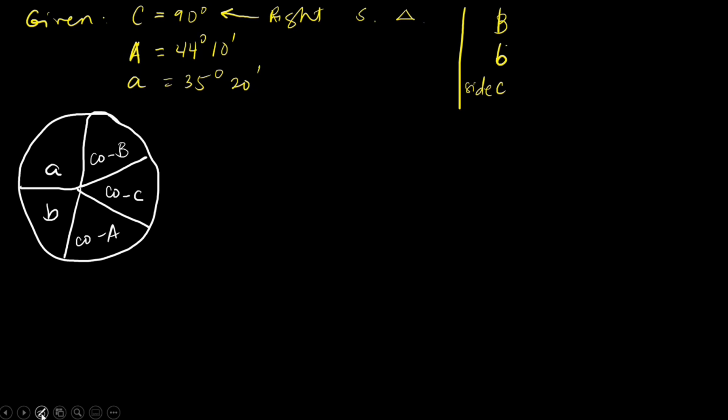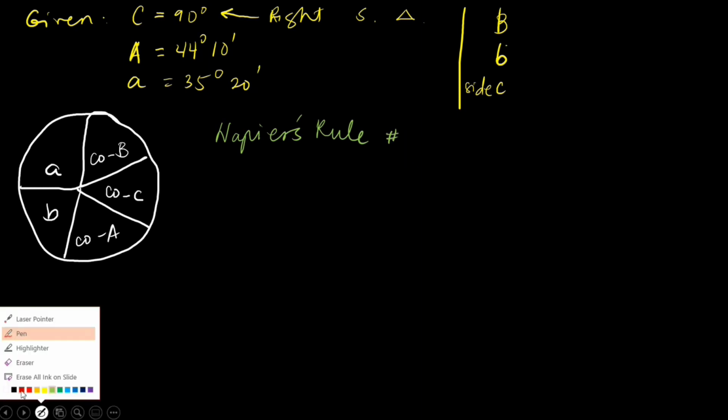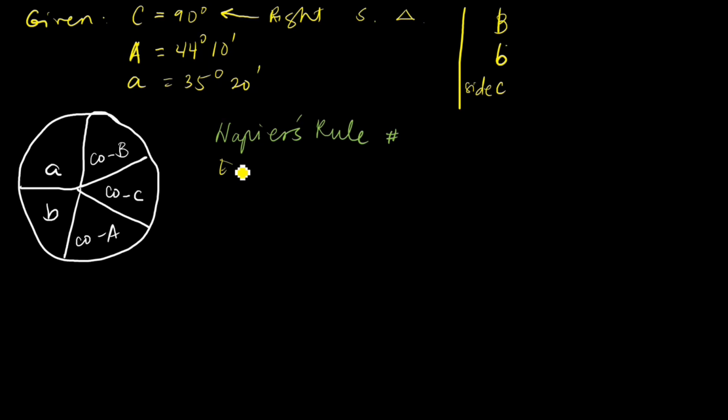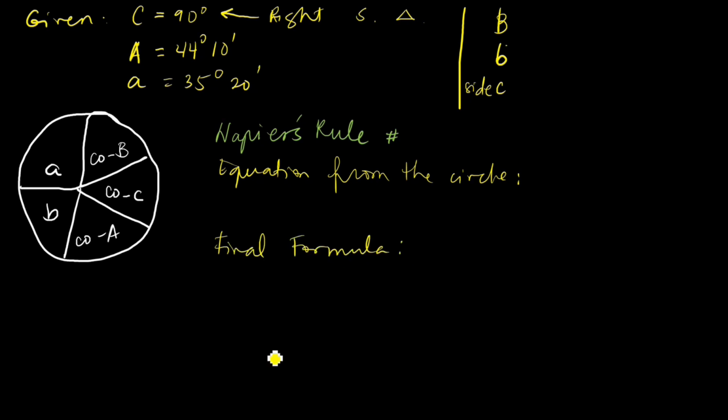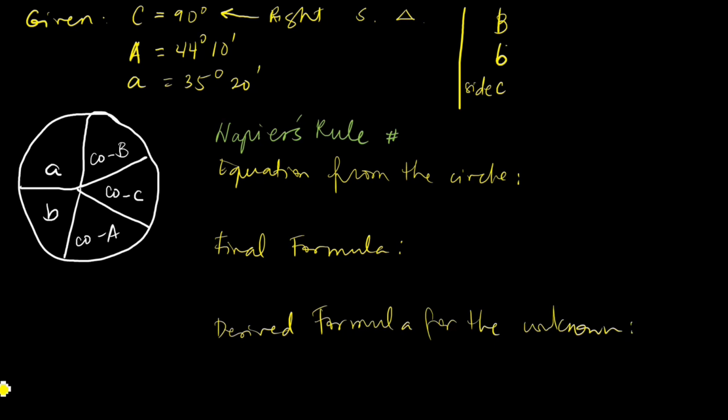Okay, now, remember what we need are the Napier's rules. Which Napier's rule are we going to use? What number? So that we can come up with the equation from the circle. And then we also need the final formula and also the derived formula for the unknown.